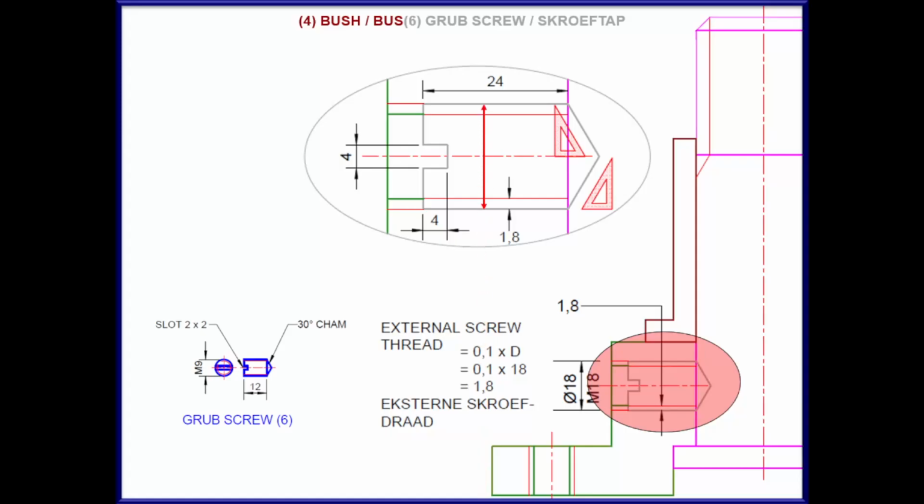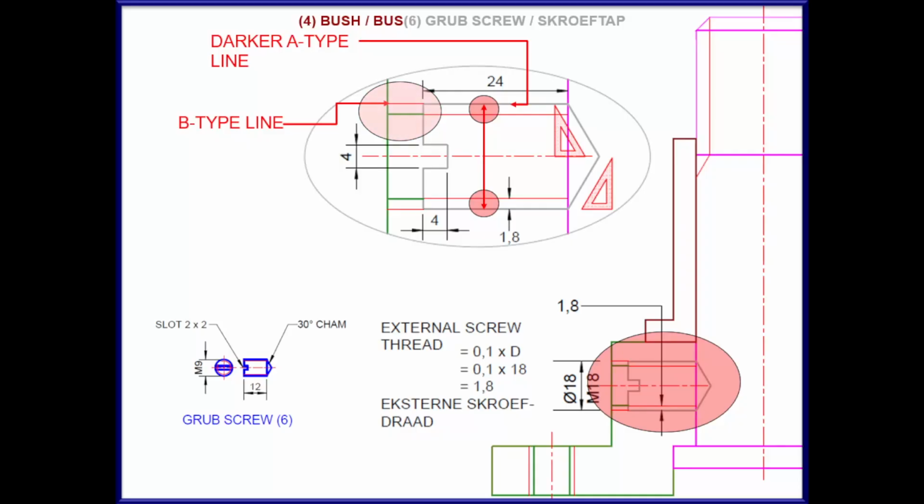The grub screw has an outer diameter of 18 millimeters, and the internal thread is 18 millimeters from the one side of the thread to the other side of the thread. This will mean the outside A-type line of the grub screw will take up the space of the B-type outside line of the internal thread. At the remainder of the thread, when nothing is threaded, we will indicate this small section as a B-type line on the outside and an A-type line on the inside. And where the grub screw takes the space of the internal thread, a darker A-type line will be drawn.